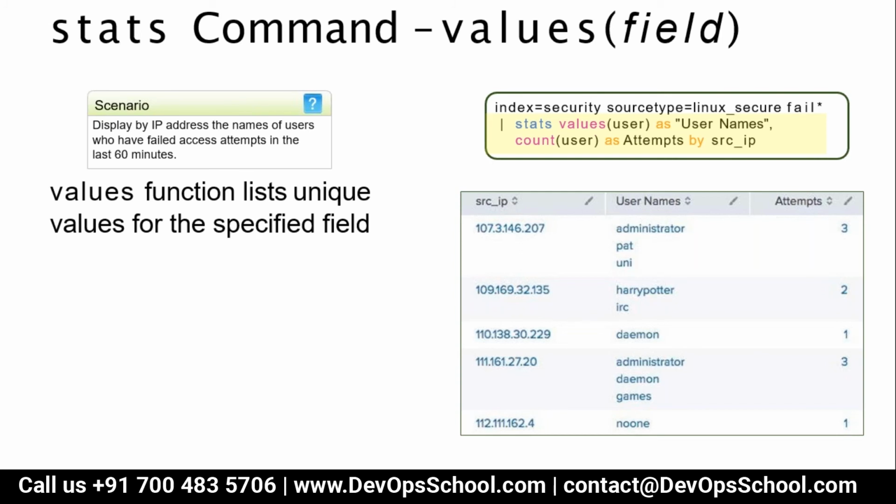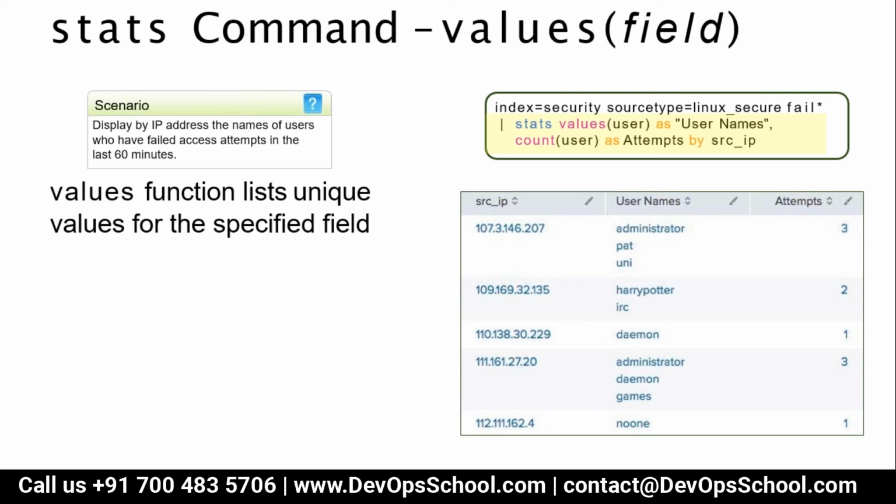Not all. So the scenario is: display by IP address the name of the user who had a failed access attempt in the last 60 minutes. That means you want to list out the IP address and the names of the users who have failed access attempts in the last 60 minutes. So here, look at this: stats values by the user. You want to know the username, right? As username, and count that user as attempts, by source IP.